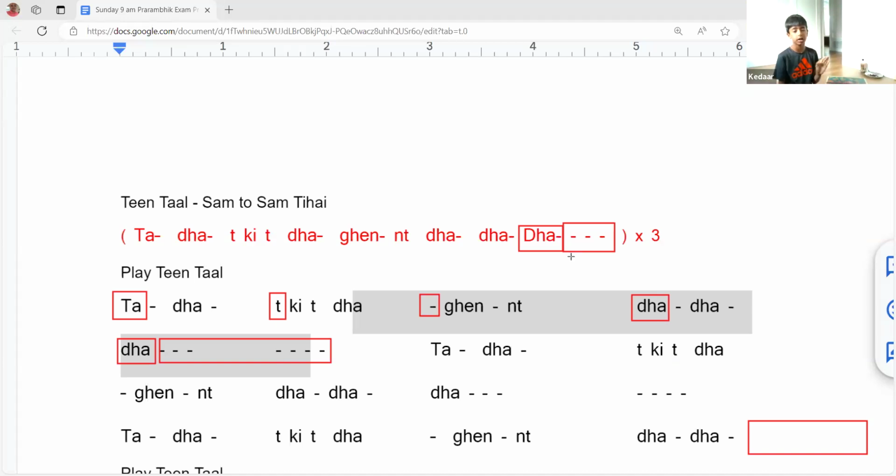Dha ta ki ta dha ge dha 1 2 3 1 2 3 4 dha ta ki ta dha ge dha 1 2 3 1 2 3 4 dha ta ki ta dha ge dha. Excellent. Very good.